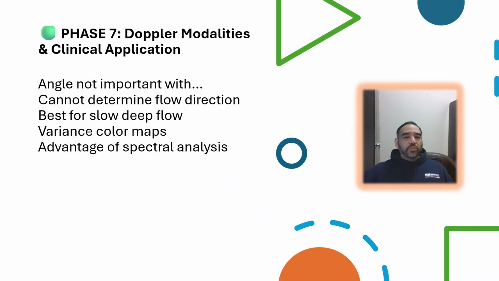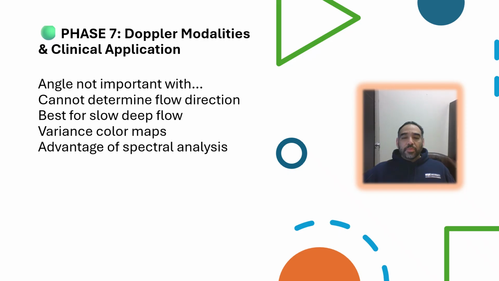All right, so we're almost there. So again, in this final phase, we're going to bring everything together by examining Doppler modalities and how they're applied clinically. We're going to begin by identifying which Doppler display is not angle dependent and why that matters in certain imaging situations. And then we're going to clarify which modality cannot determine flow direction and what that limitation means in practice. We're going to discuss which technique is best for detecting slow flow in deep vessels. This is a concept frequently tested on the SPI exam.